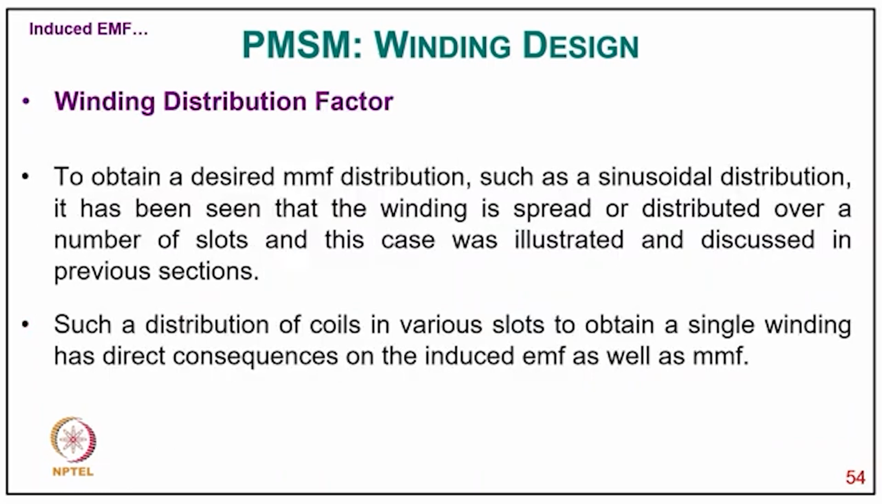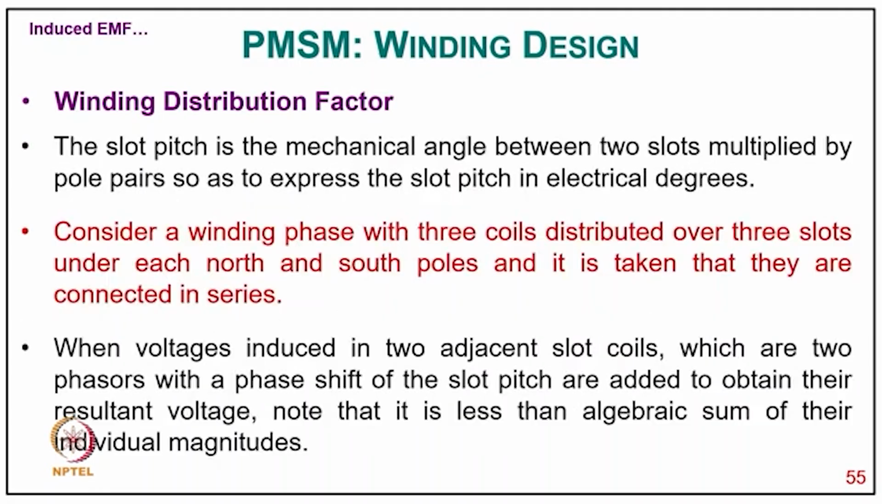Now coming to the winding distribution factor. To obtain the desired EMF distribution, such as a sinusoidal distribution, the winding is spread or distributed over a number of slots, and this case was illustrated and discussed in the previous section. Such a distribution of coils in various slots to obtain a single winding has a direct consequence on the induced EMF as well as on MMF. The slot pitch is the mechanical angle between 2 slots multiplied by the pole pairs, so as to express the slot pitch in electrical degrees.